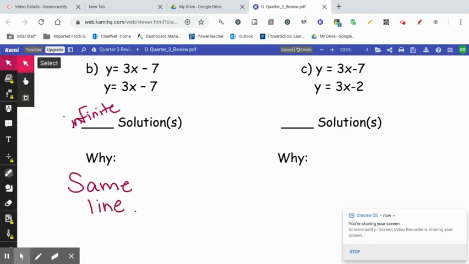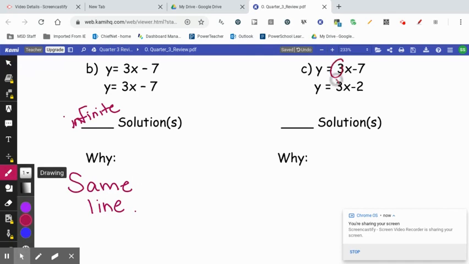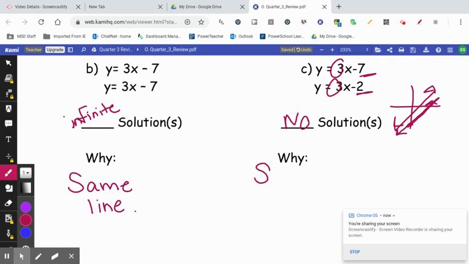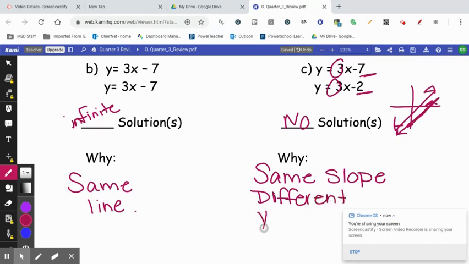Okay, for C, we notice that our slope is 3, but we have different y-intercepts, which means that the steepness of both lines are going to be the same, but they're not going to start at the same point. Their y-intercept is different, which means that these two lines are never going to intersect. So there are no solutions, and then the reasoning is because they have the same slope, but different y-intercepts.